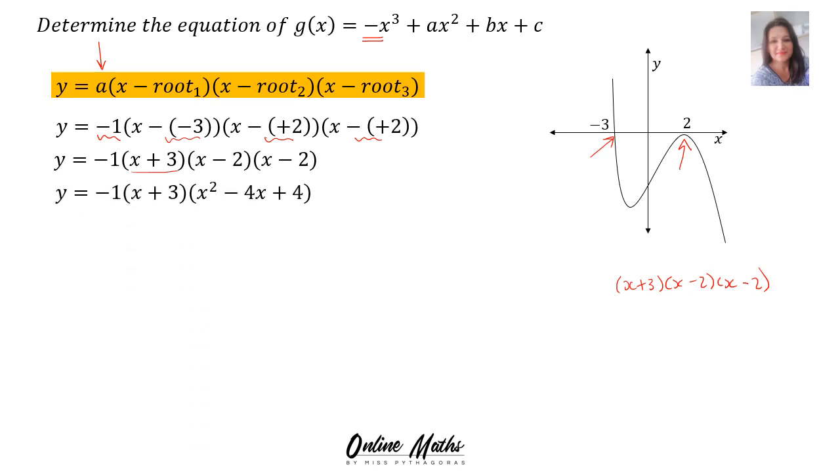Now, I will multiply out x minus 2, x minus 2, and I end with x squared minus 4x plus 4.